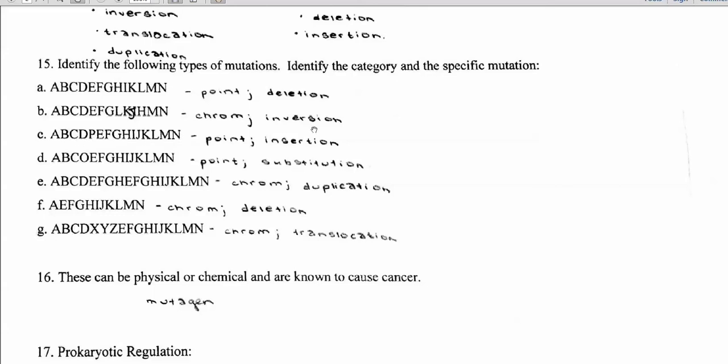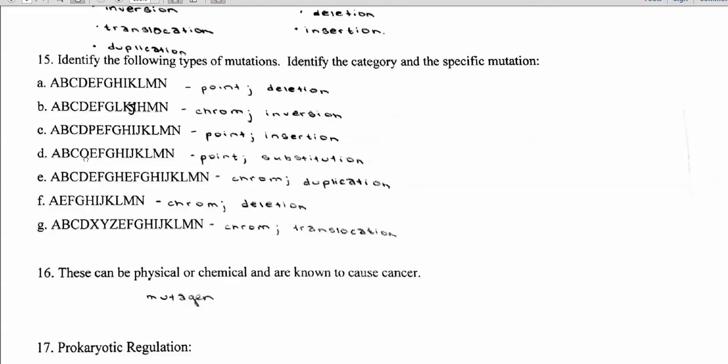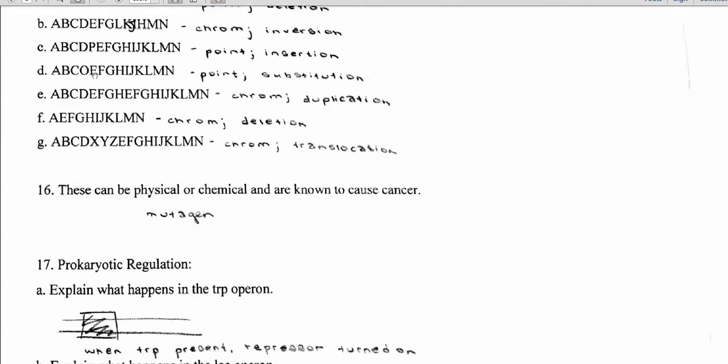It was just inserted in there. So it's point and it's insertion. For here, A, B, C, blank, E, F. So the O was substituted for the D. So it's point and it's substitution.